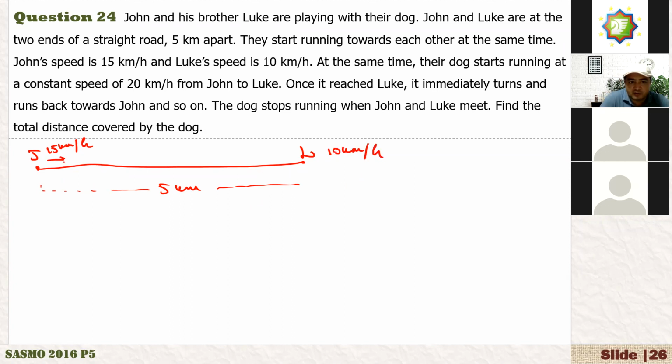They are actually running towards each other. At the same time, the dog starts running at a constant speed. Let's say the speed of the dog is equal to 20 kilometers per hour, right? Once it reaches Luke, it immediately turns and runs back towards John, and so on. The dog stops running when John and Luke meet. Find the total distance covered by the dog.